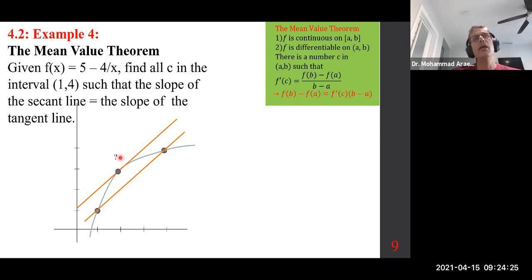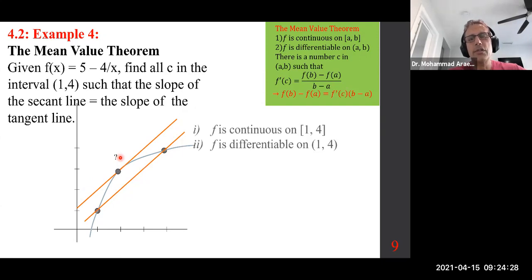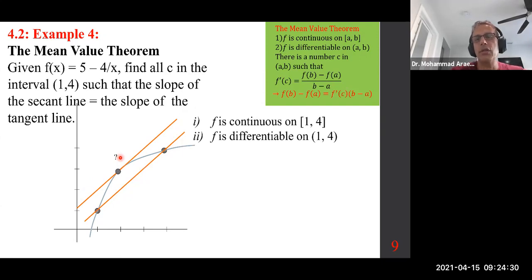That's the idea. Now, f is continuous and differentiable. Continuous in a closed interval, differentiable in an open interval. Why is that? I hope you realize this is a rational function.